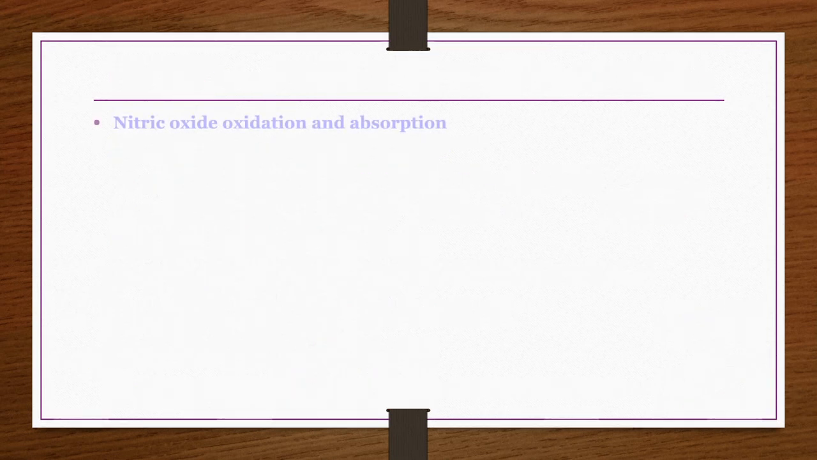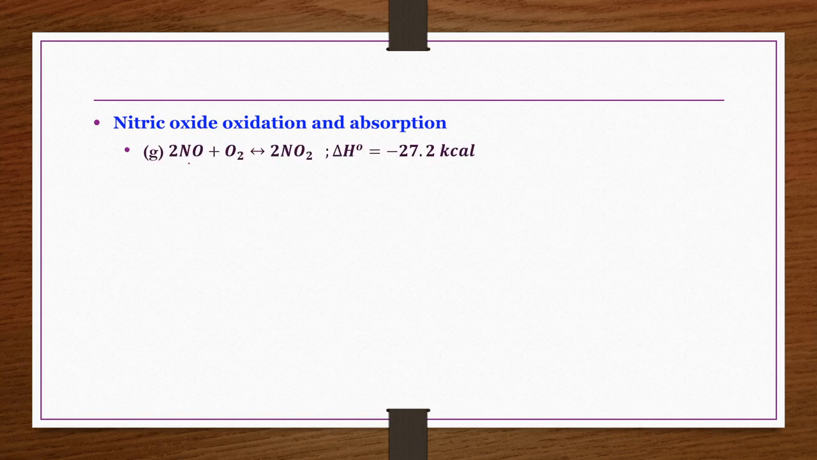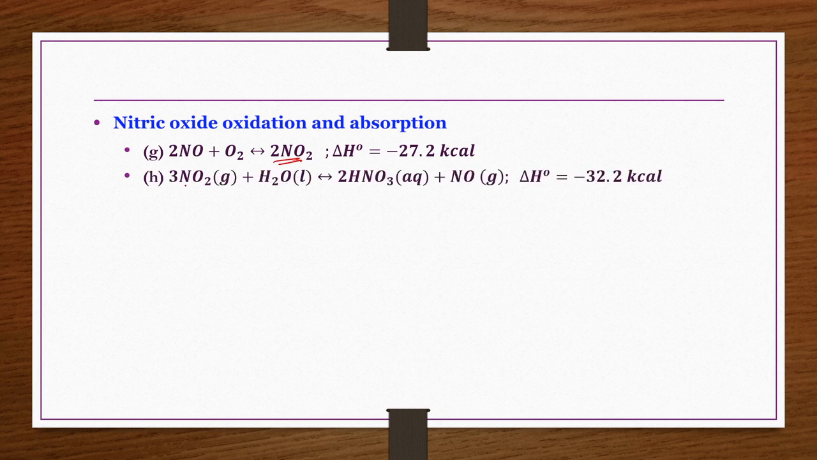There are a few more reactions: nitric oxide oxidation and absorption. Here 2NO reacts with oxygen O2 to give 2NO2, that is nitrogen dioxide. Then 3 moles of nitrogen dioxide react with 1 mole of water, in absorption, to give 2 moles of HNO3, nitric acid, and 1 mole of NO. However, this nitrogen dioxide may also form dinitrogen tetroxide, which is not required.